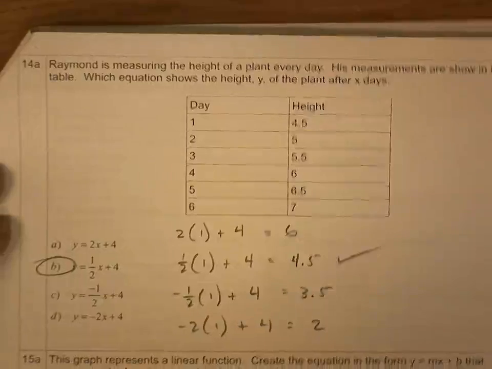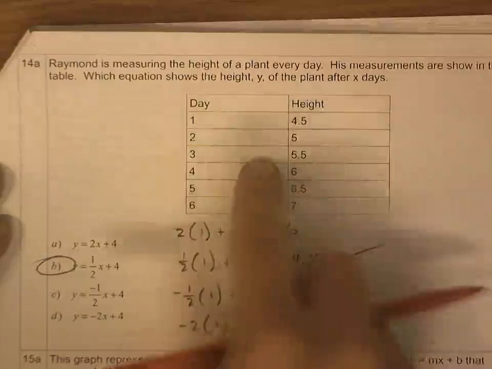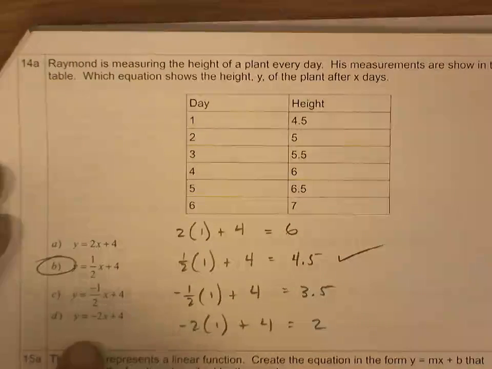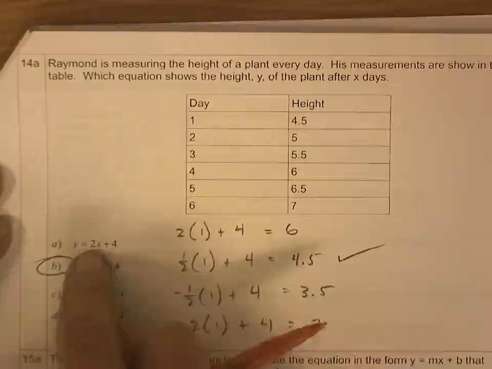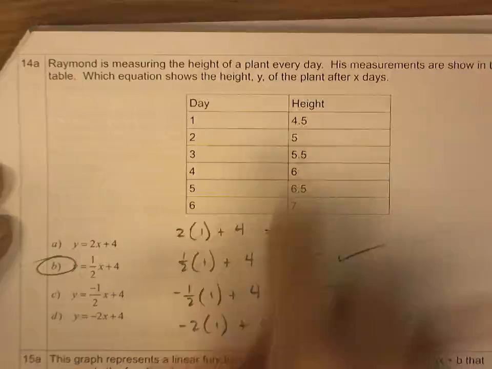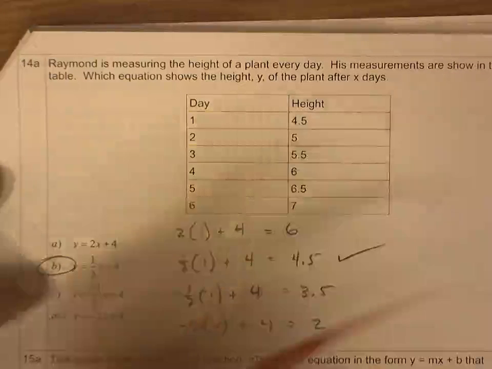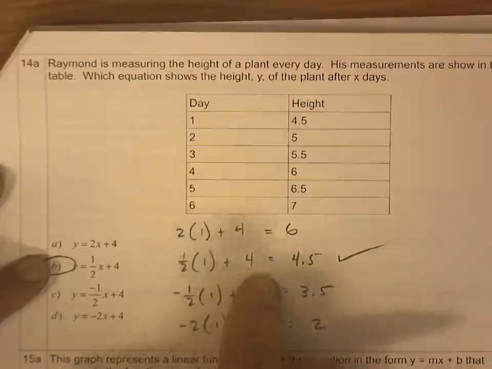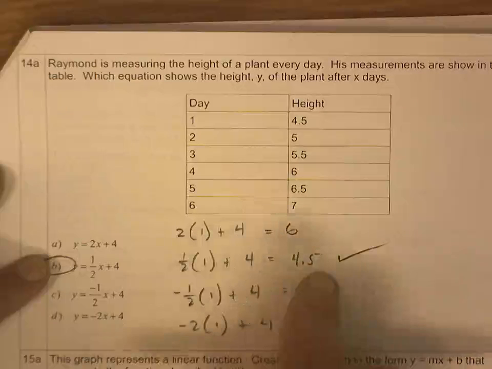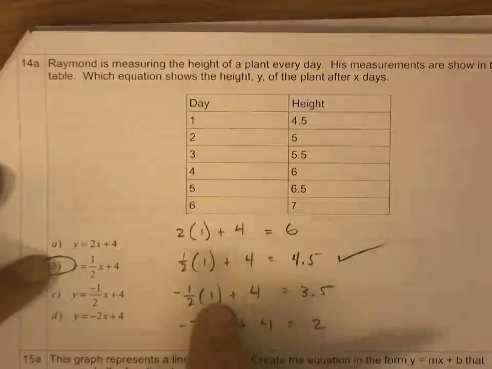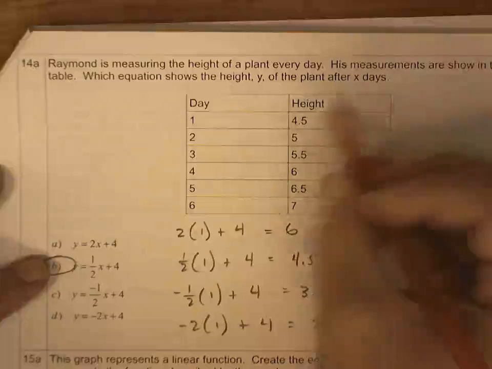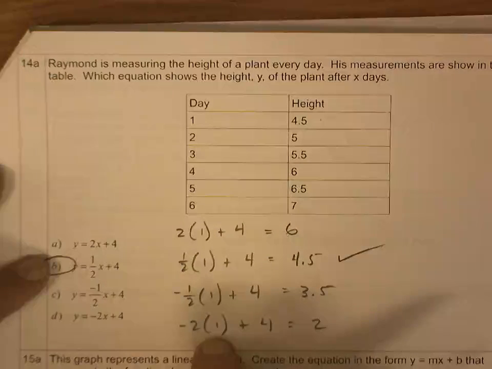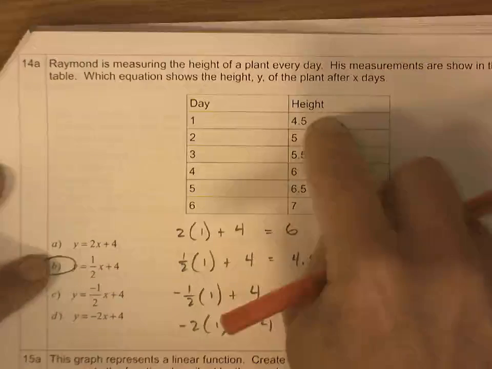Raymond. So I need to match this table with one of these equations. So start by plugging in a 1. Ready? 2 times 1 plus 4 equals 6, not 4.5. It's not that one. Let's try B. Half of 1 is 0.5 plus 4 is 4.5. This is the one that matches up. If you plug in a 1, out comes a 3.5, doesn't match. If you plug in a 1 here, out comes a 2, doesn't match.